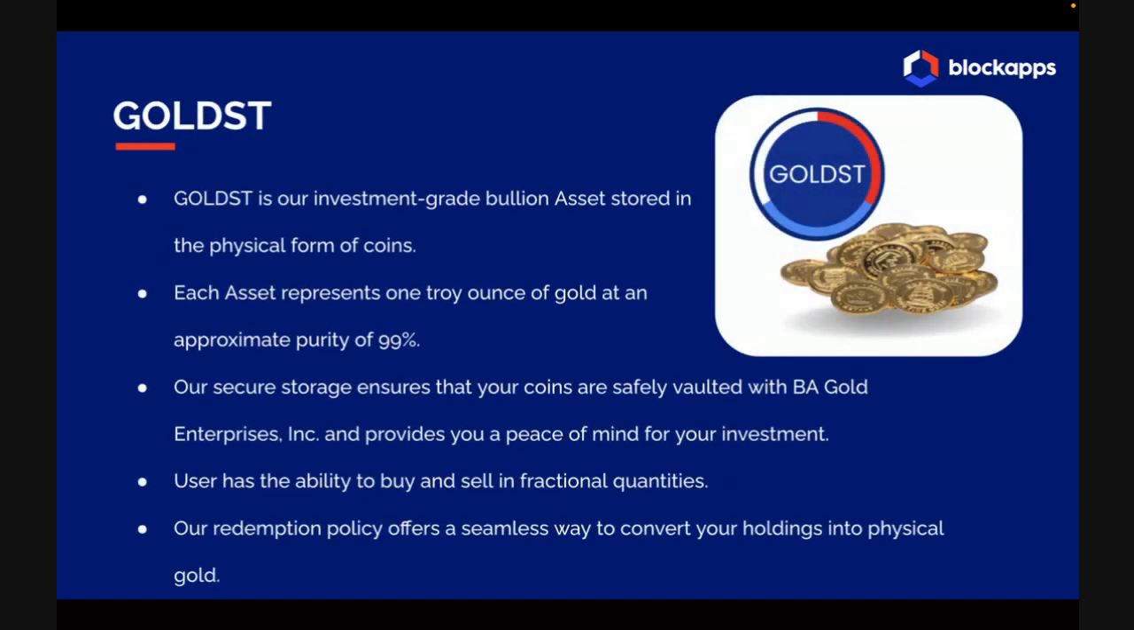So moving on to the next topic of GOLDST. GOLDST is our new asset, our new bullion asset stored in the physical form of gold coins. And each asset represents 1 troy ounce of gold at an approximate purity of at least 99%. And it is securely vaulted with BA Gold Enterprises. So the user could be rest assured that it will be securely stored and there should be no problems with that.